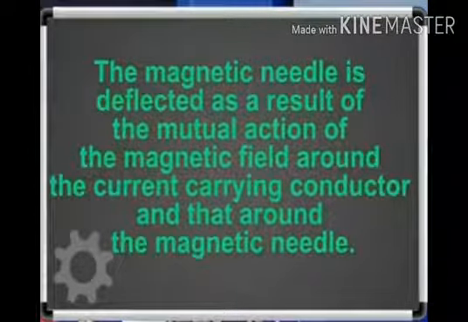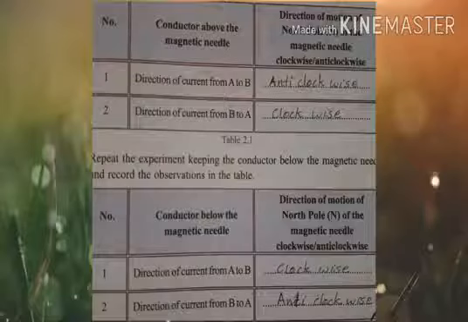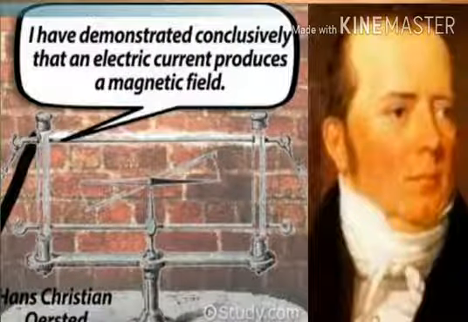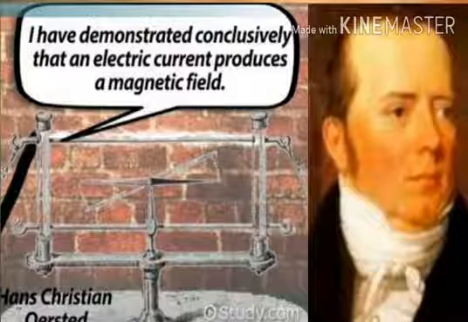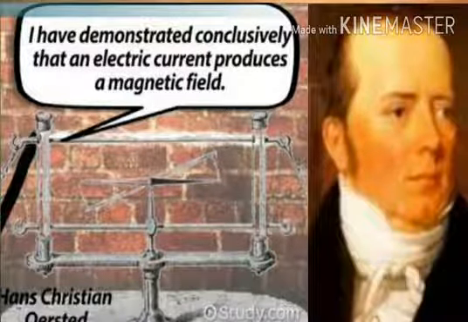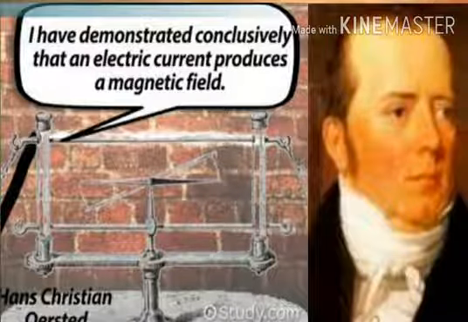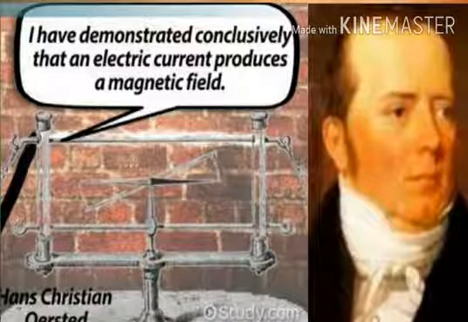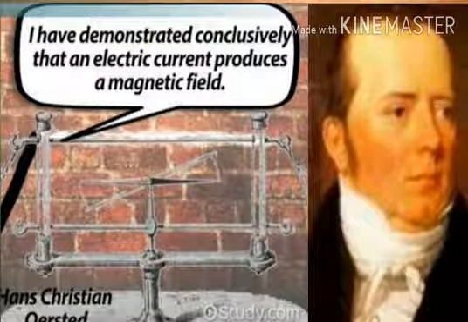The magnetic needle is deflected as a result of the mutual action of this magnetic field and that around the magnetic needle. In 1820, Hans Christian Ørsted accidentally noticed that a magnetic needle kept near a current carrying conductor experienced deflection. Thus, the unbreakable relation between electricity and magnetism was realized for the first time.